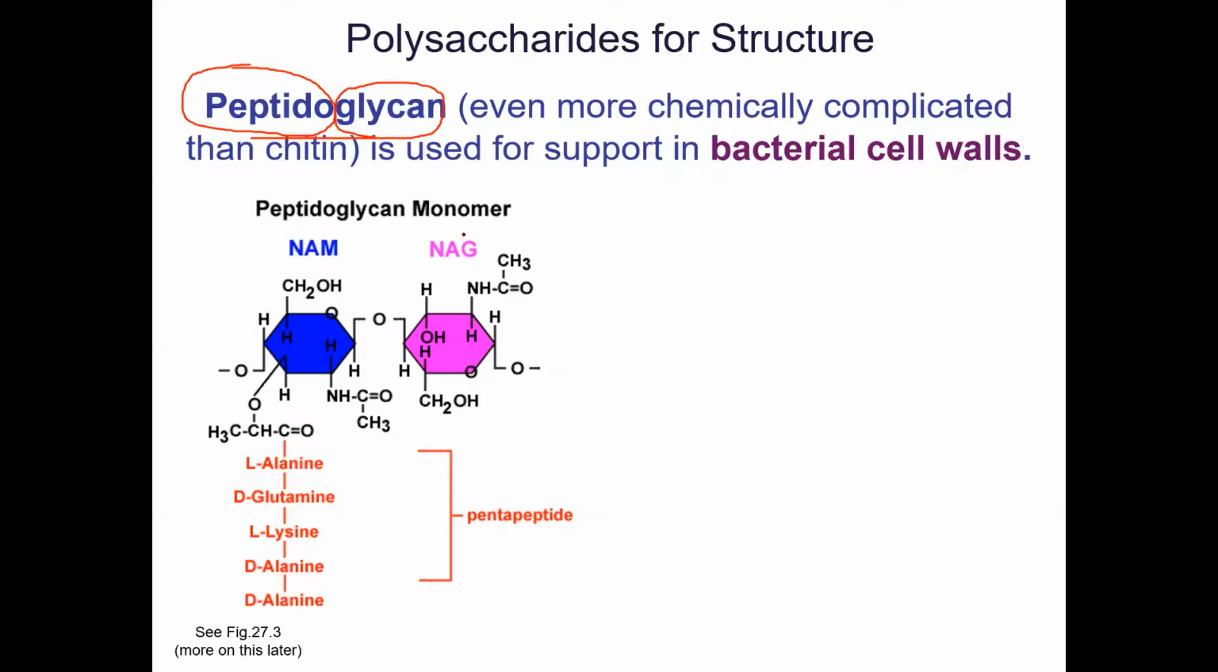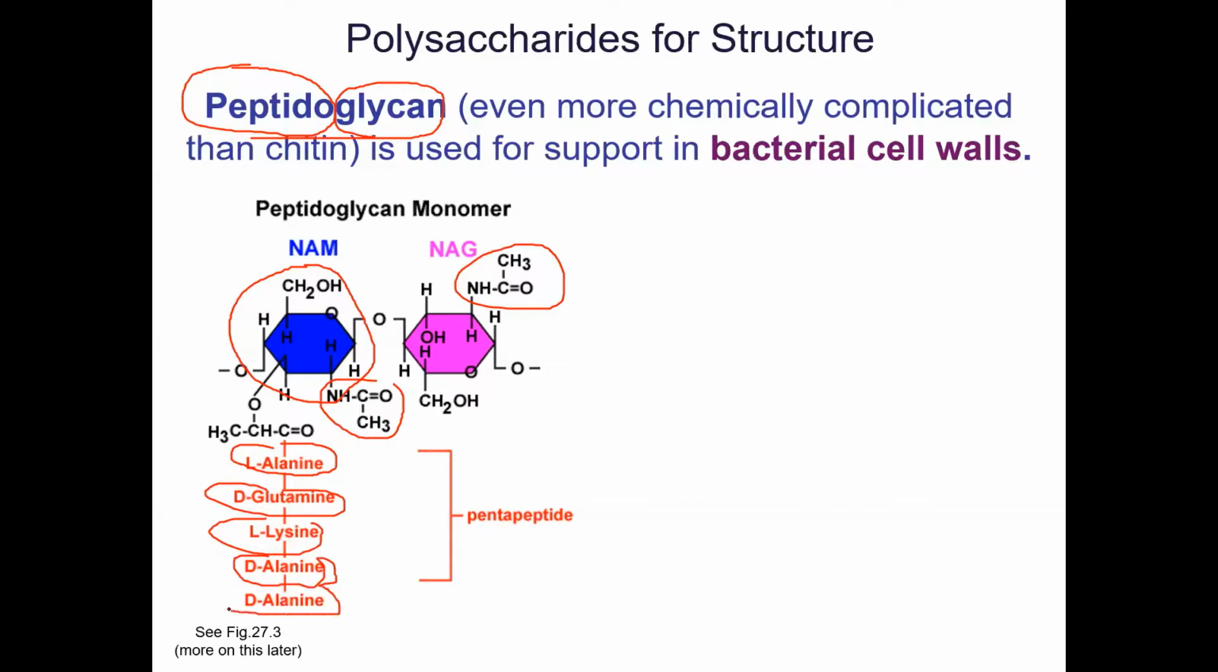You don't need to know those words, by the way. I'm just showing the structure to you to show you that here again, we have these structures that are basically glucose, but they've got some extra modifications on there. So again, we've got an N-acetyl group over here, we've got an N-acetyl group over here, and this NAM also has these things on it. It's alanine, glutamine, lysine, alanine, and alanine. You've probably heard those words before, those are amino acids, so that's a little peptide.